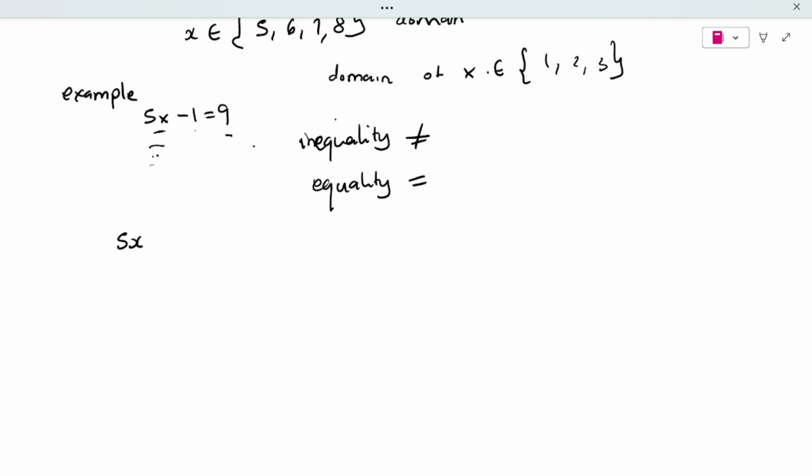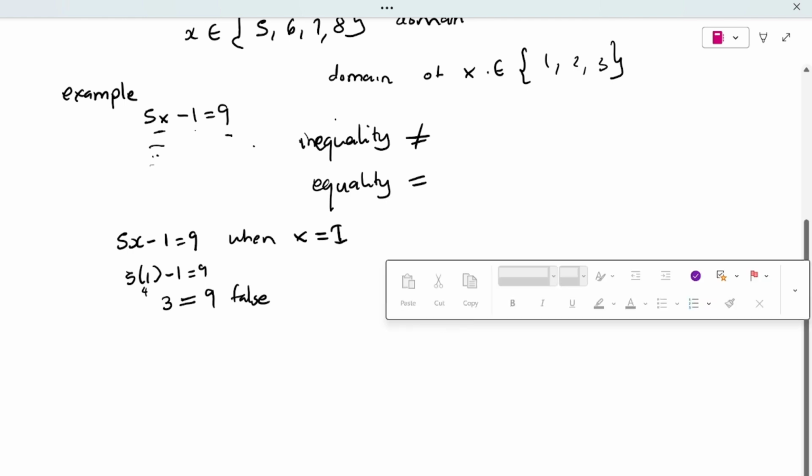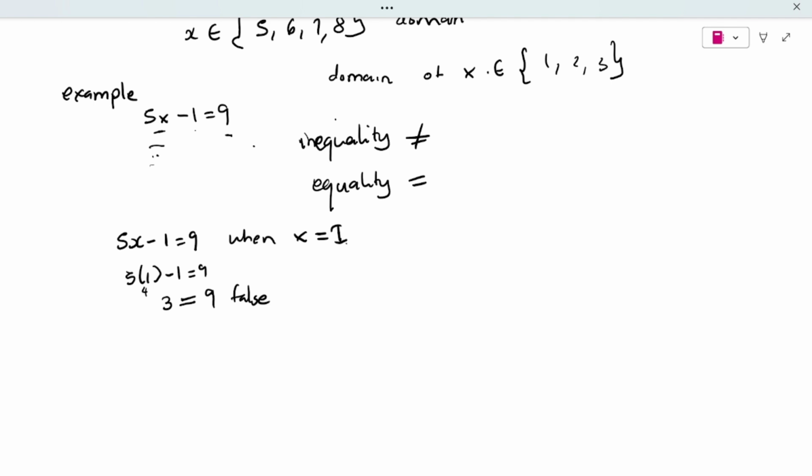Okay, so 5x minus 1 is equals to 9 when x is equals to 1. So 5 times 1 minus 1 is equals to 9. This is 5 minus 1, which is 4, is equals to 9. This is false. There's no equality here. 4 is not equal to 9. So the substitution of 1 is not the solution for this equation. So what if x is equals to 2?